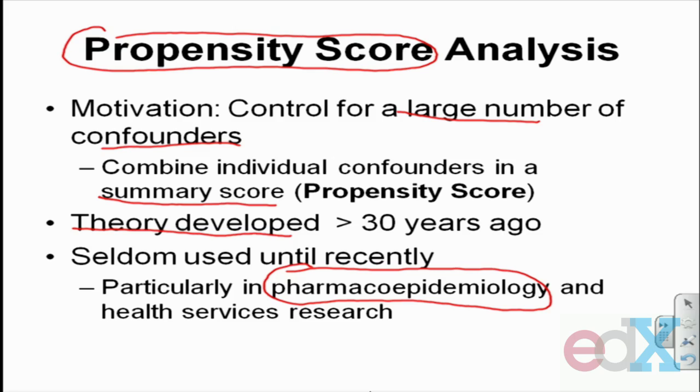There's another set of researchers called health services researchers who also have this problem, measuring the effects of certain clinical decisions to admit a person to a hospital or not, or to order a certain test or not, or do a certain procedure or not. And those decisions are driven by many factors, many indications, which are also risk factors for outcomes that they're interested in. So in both situations, the pharmacoepidemiologist and the health services researcher are faced with this multiple confounding situation. And propensity scores were developed for that particular problem.